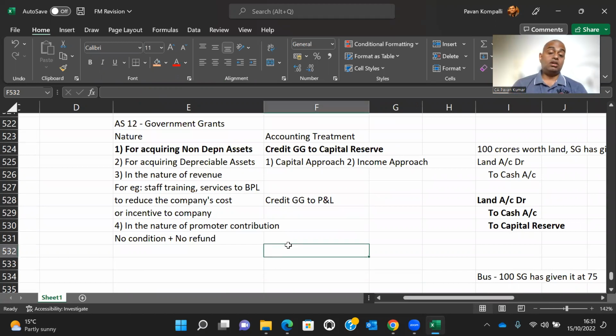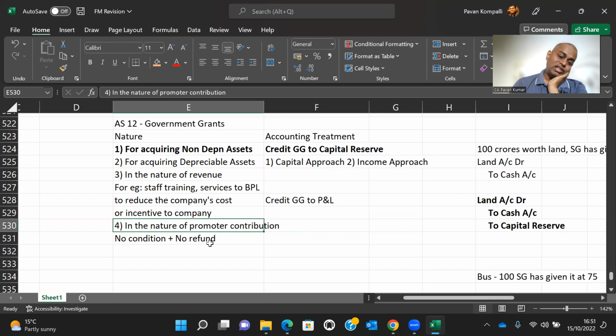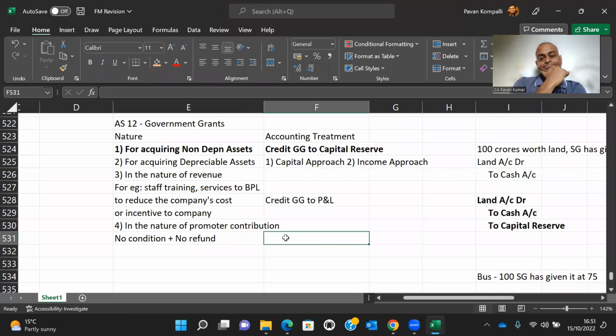Simple. Now, after roaming the whole city, again we came back to 4. If it is in the nature of promoter contribution, what to do? Do you remember the present question? The company has established a plant or a business setup in an industrially backward area with 80 crore rupees, wherein government has announced a 25% incentive. So the company has got 20 crore rupees of government grant for establishing a plant, for establishing a business unit in that particular location. Is it for purchasing an asset?